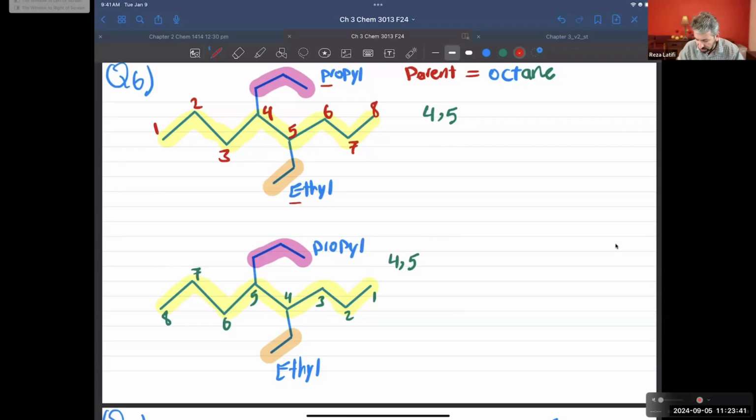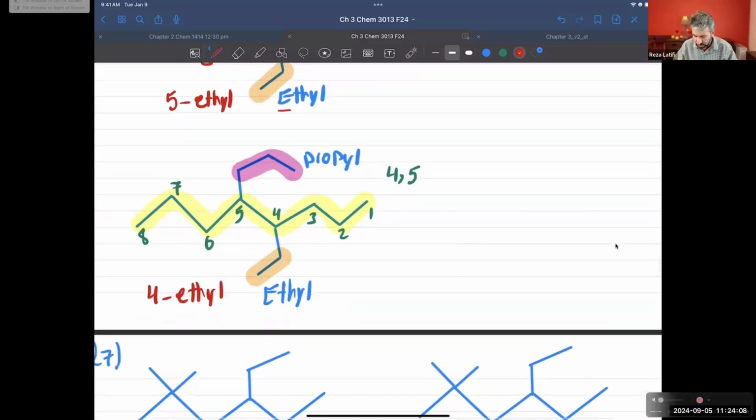In this case, ethyl is sitting on the 5th carbon. If I start labeling from the left, ethyl will be on the 5th carbon. Well, from the other side, it will be on the 4th carbon. So 4-ethyl. I want ethyl to have the smallest possible number, so I'm going to start the labeling from the right side. And the correct name for it will be this. On the 4th carbon, we have ethyl, dash, on the 5th carbon, we have propyl.